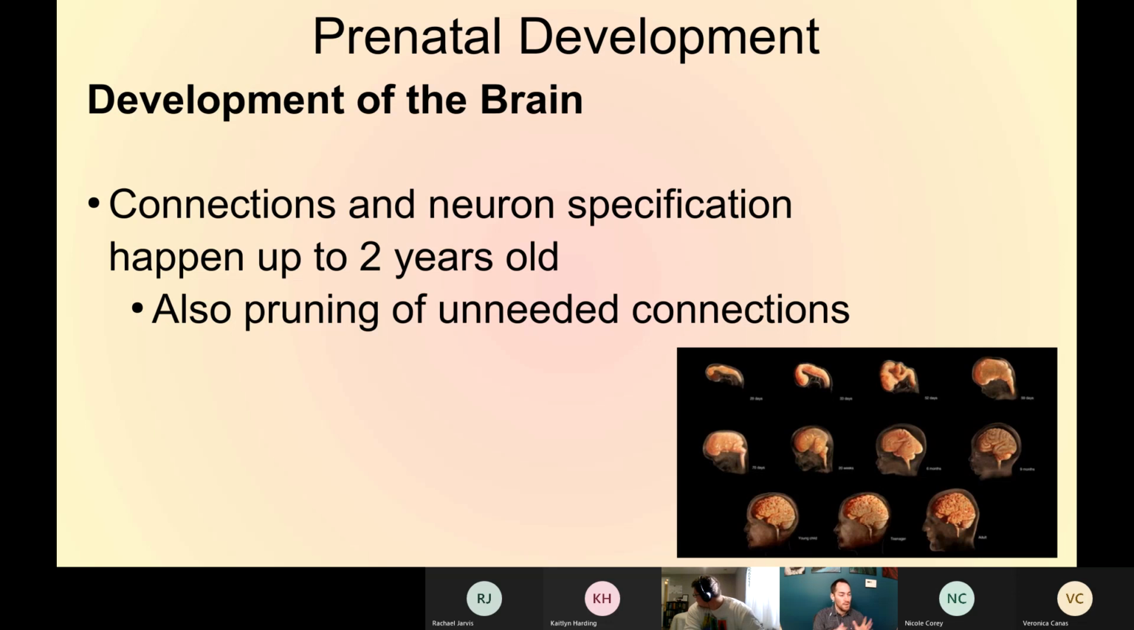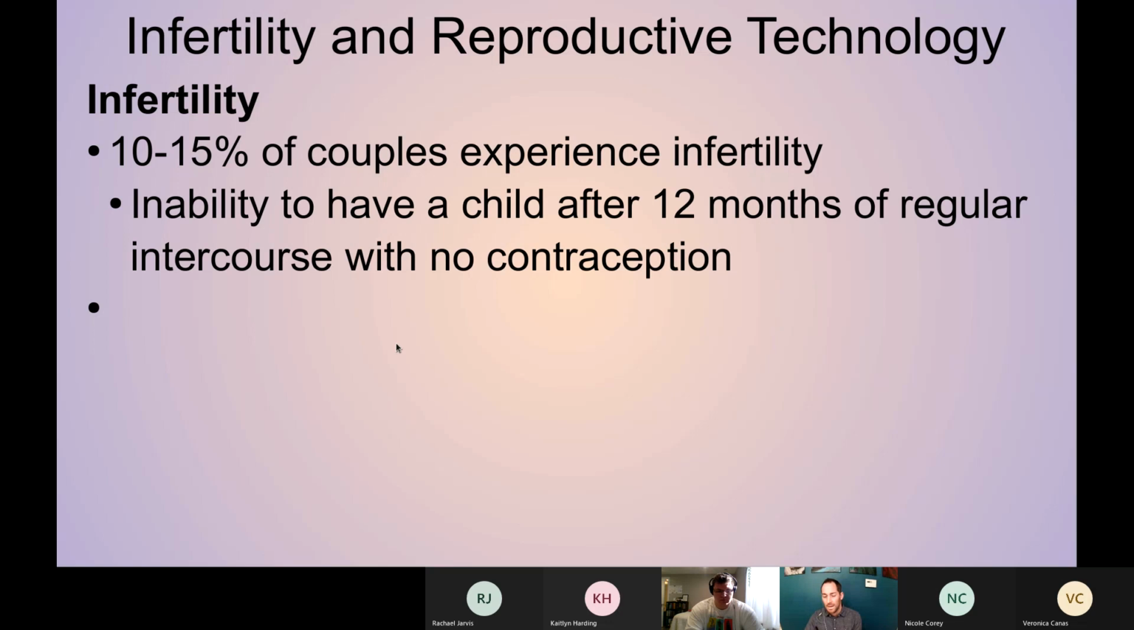I want a picture of a neuron up to talk about that, but yeah.